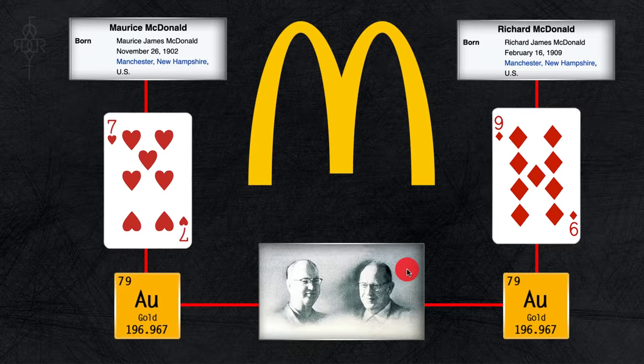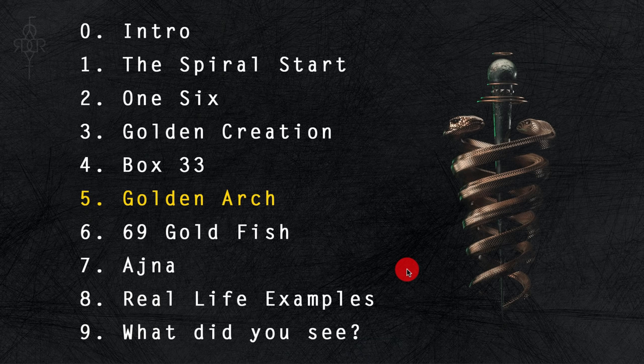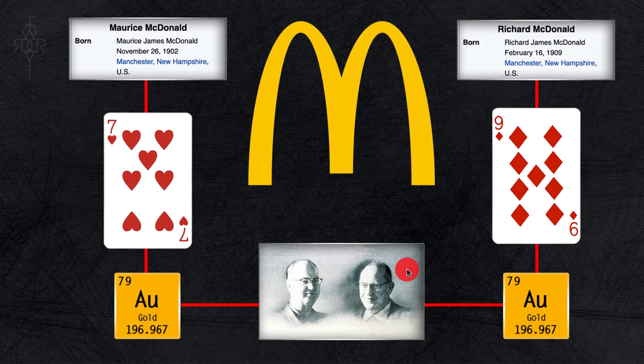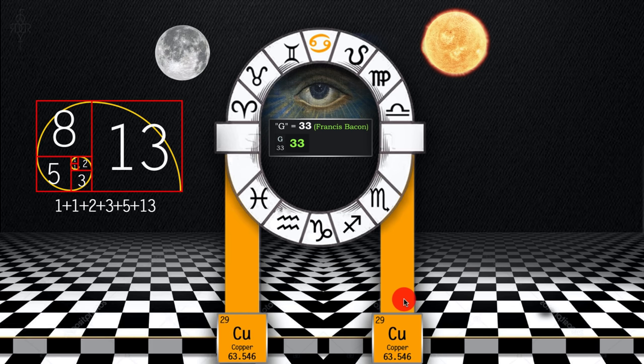But let's go back to this box 33, because we're on the topic of the Golden Arch, and I want to start off by showing you once again this box 33. Remember, this is the first seven digits of the Fibonacci spiral, the golden spiral, and it does equal the number 33. And of course, I'm going to add in some Freemasonry stuff.